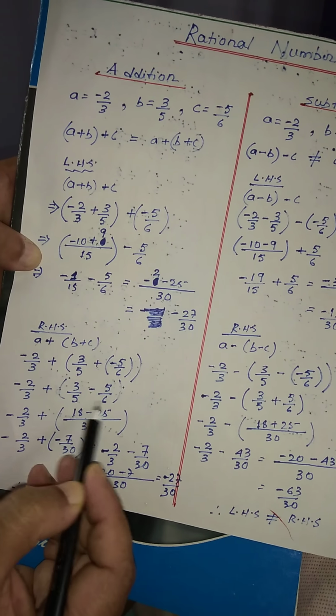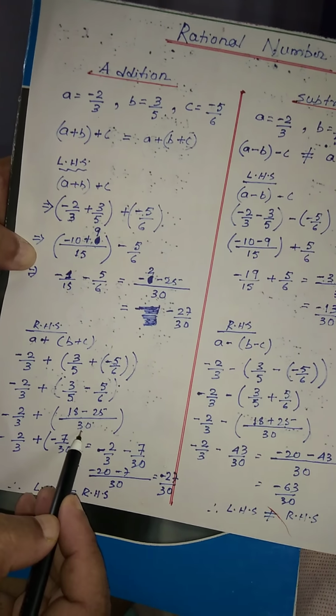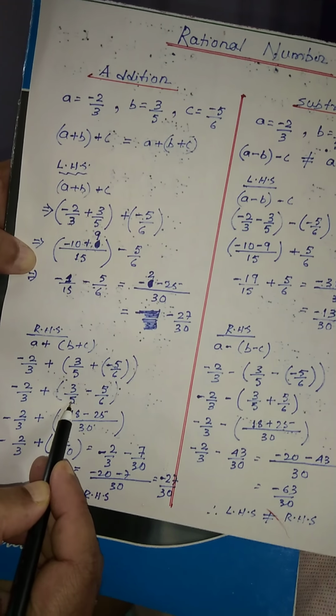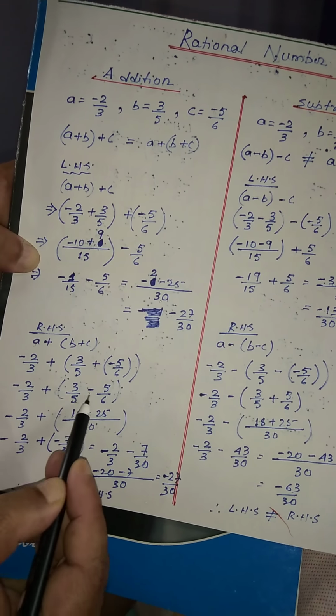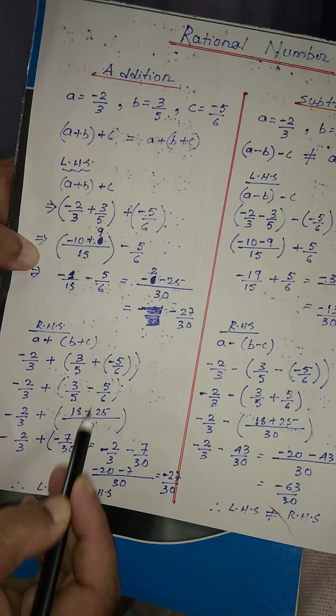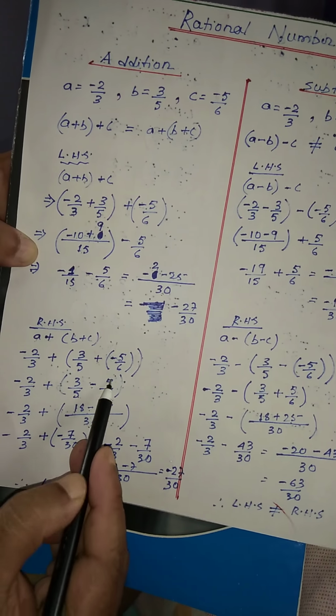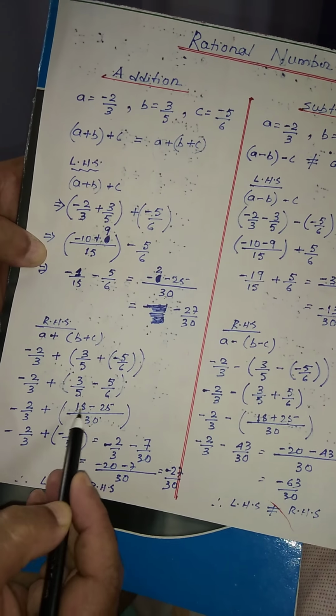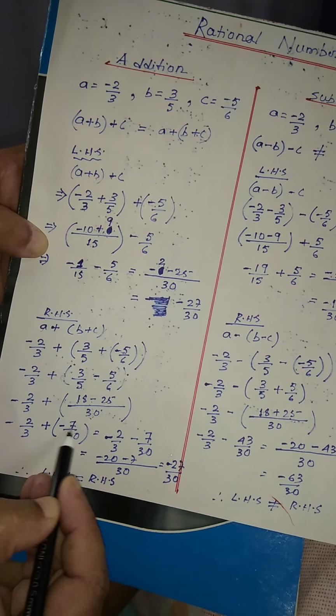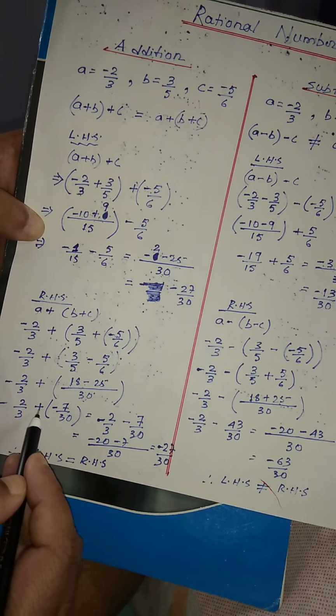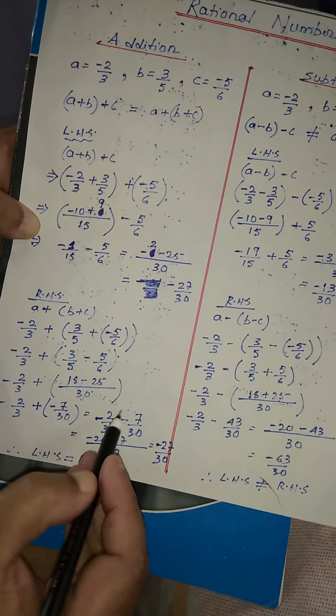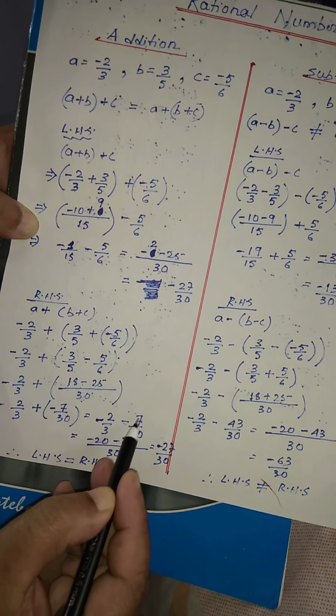Now the LCM of 5 and 6 is what? 30. Now when we divide 30 by 5, what is the answer? 6. So 6 threes are 18, minus, and we divide 30 by 6, what is the answer? 5. So 5 into 5 is 25. Let's solve this. 18 minus 25 is what? Minus 7. Now let's open this bracket. Plus minus is minus. So what I've written? Minus 2 by 3 minus 7 by 30.